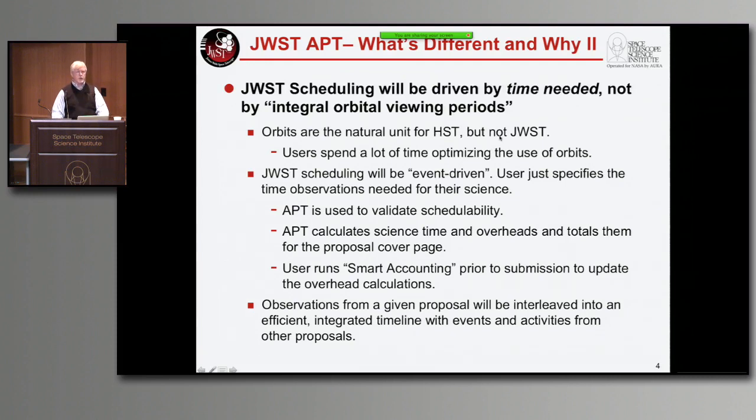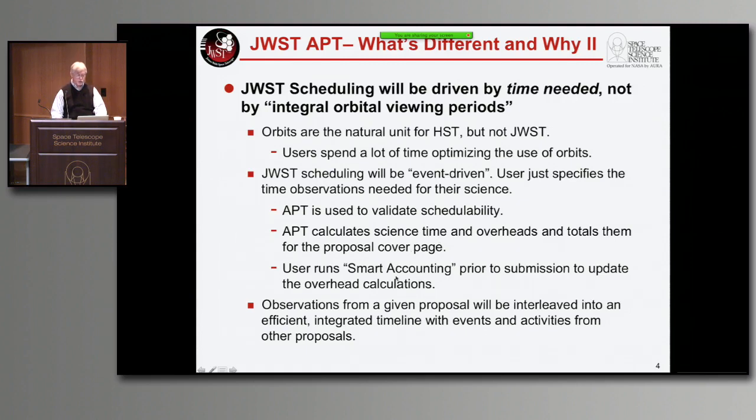For JWST, because of its orbit, we don't have orbital viewing periods. It's just time on the sky. How much science time do you need, and what are the overheads? And so you specify your observations, and there's really relatively little tweaking that the user can do to change that. You just say, this is what I want to do. APT knows about the overheads in the background and totals those up on your cover page.